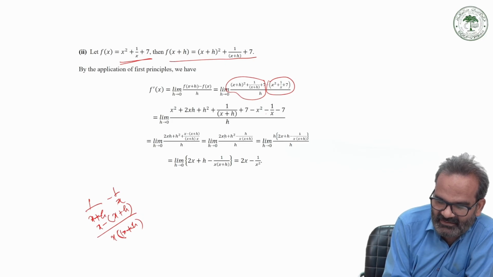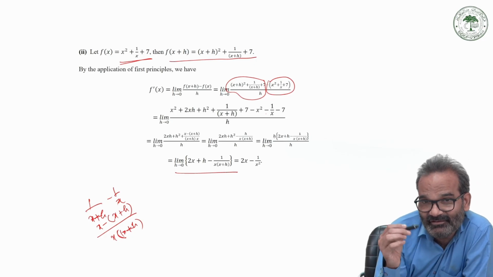Now take h common from the numerator. This is h, we have taken outside. What is left here? 2x plus h minus 1 upon x into x plus h, divided by h. This h and h will cancel out. What is left? Limit h tends to 0, 2x plus h minus 1 upon x into x plus h.